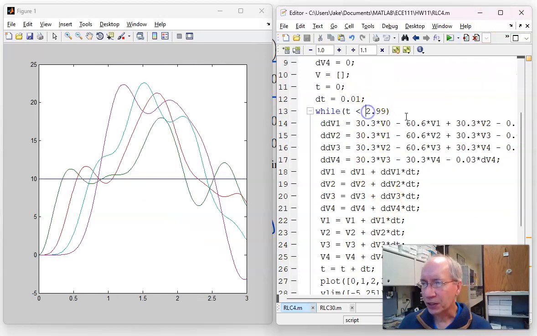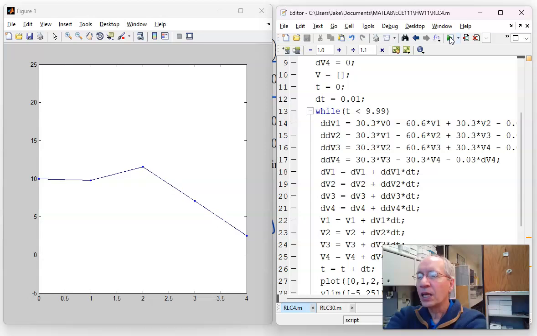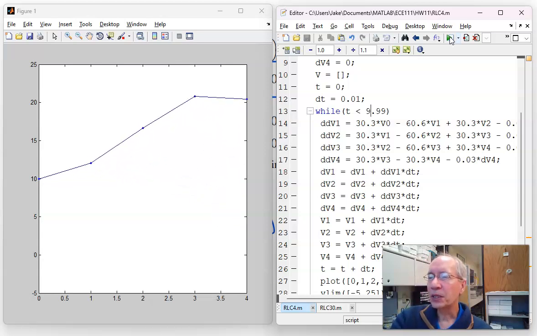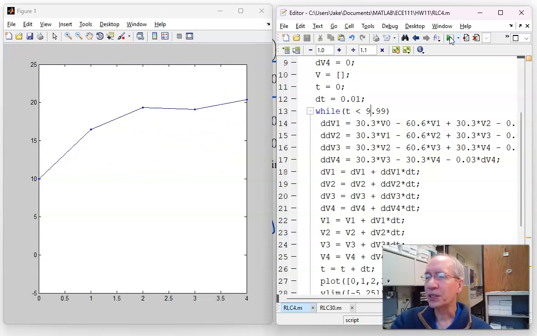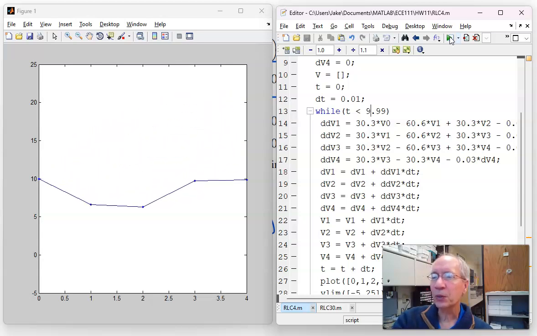And just for fun, let's run this for a longer time. Run it for 10 seconds. Well, instead of being coupled first order differential equations, these are coupled second order differential equations. Coupled second order differential equations behave very differently. This is called the wave equation.